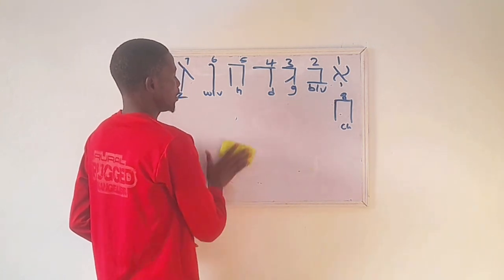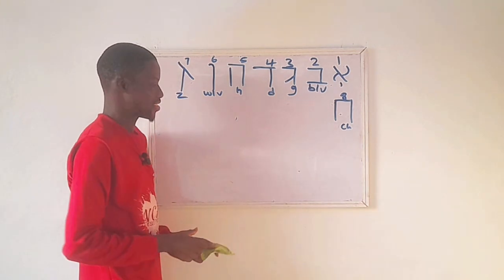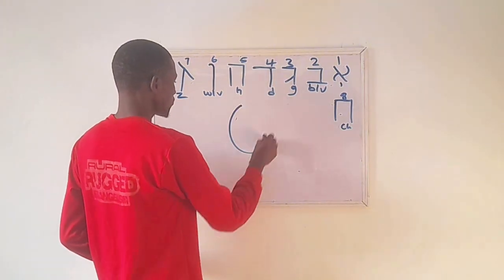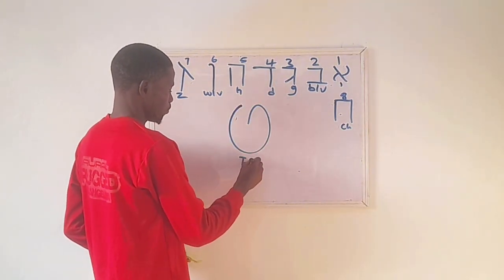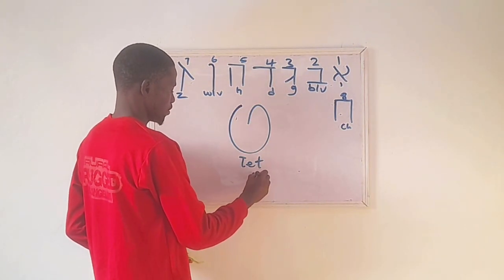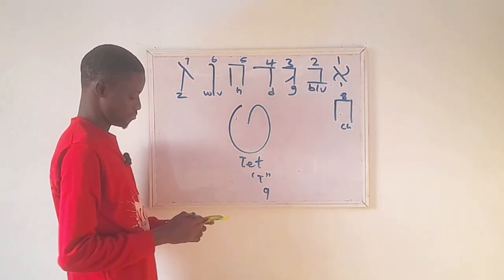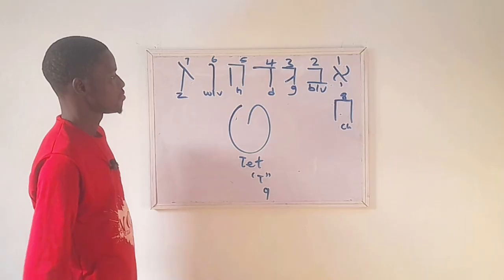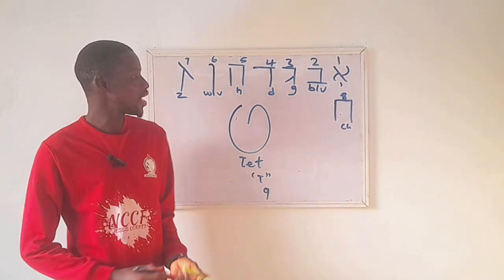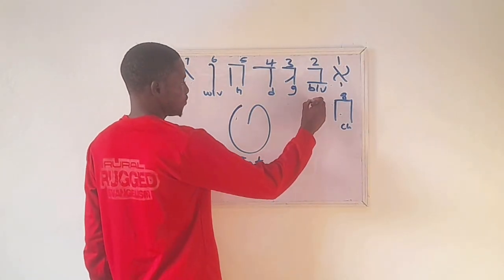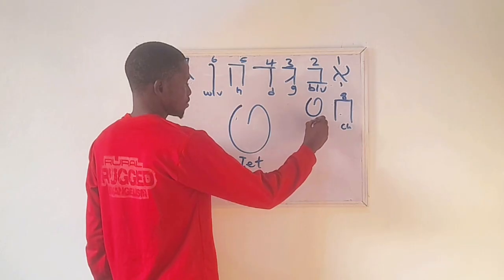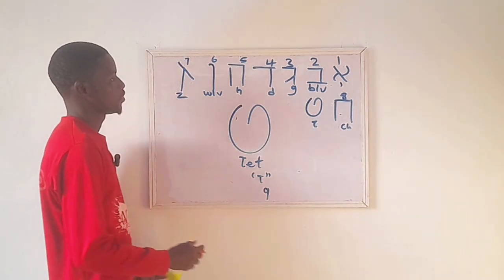The next one is Tet. Tet. That is T. Also number 9. Tet. All right, let's bring it here. We have Tet.